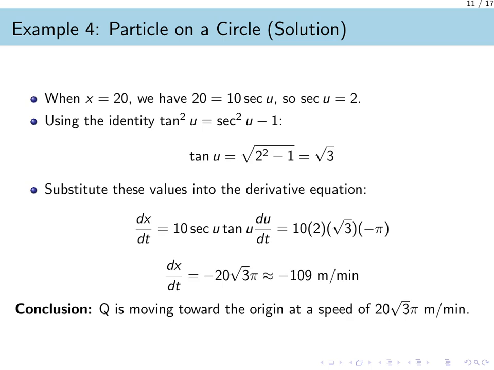Finally, we substitute all our known values into the derivative equation. We have 10 times our secant of 2 times our tangent of the square root of 3, all multiplied by the angular rate of negative pi. This gives a final velocity of negative 20 times the square root of 3 times pi, which is approximately negative 109 meters per minute. The negative sign confirms that point Q is moving toward the origin. So at this exact moment, point Q is approaching the origin at about 109 meters per minute.